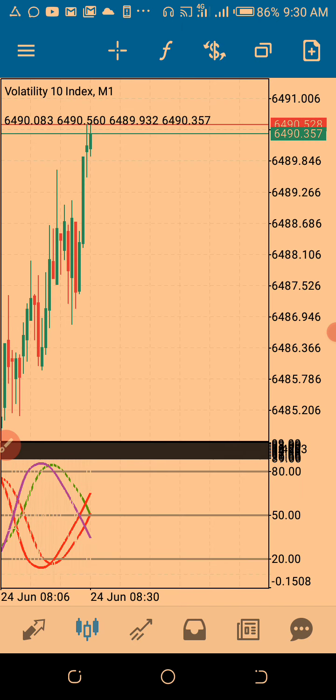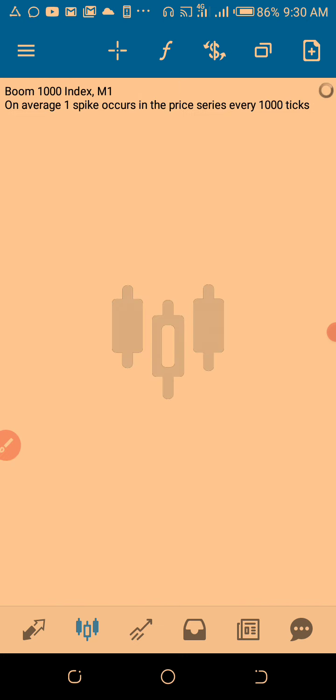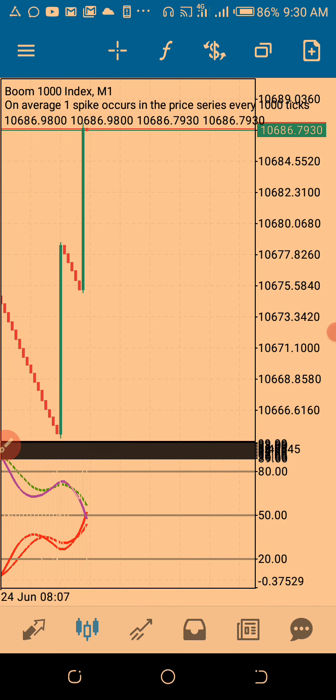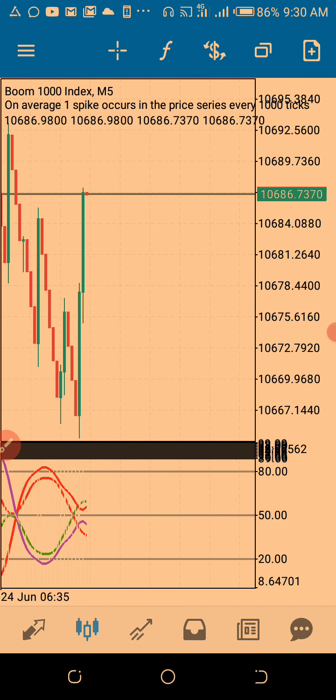Let us go to boom and crash. Let's see whether we can get a signal from boom and crash. Yeah, I forgot to say something. In boom and crash, you use 5 minutes time frame. Please use 5 minutes time frame. It works best in 5 minutes and 15 minutes time frame. So already this one has passed already, so we cannot do anything.